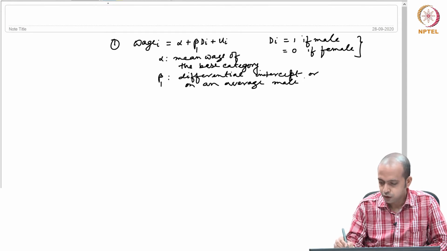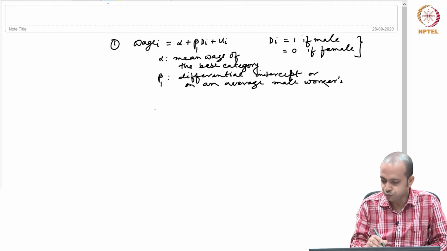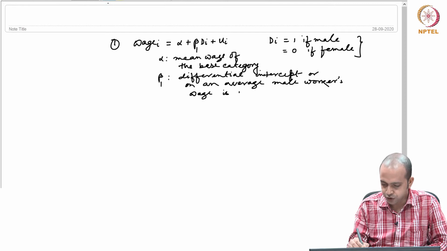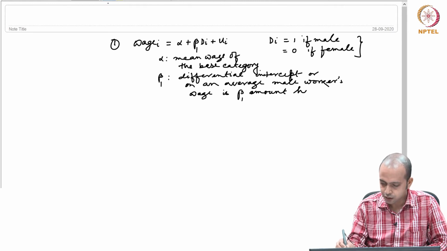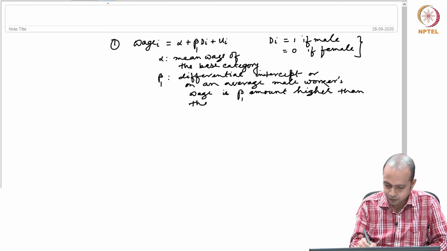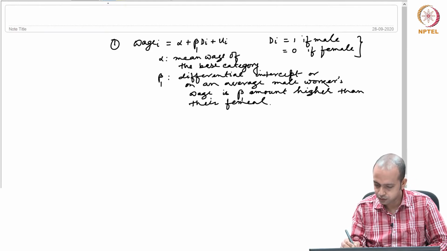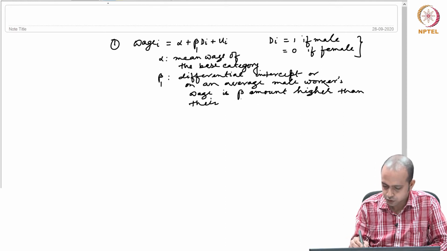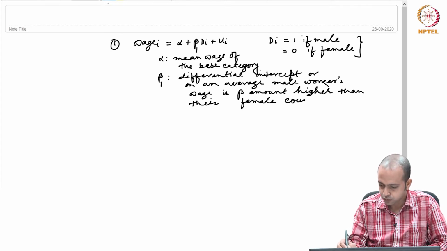male workers' wage is beta 1 amount higher than their female counterpart. This is the interpretation.